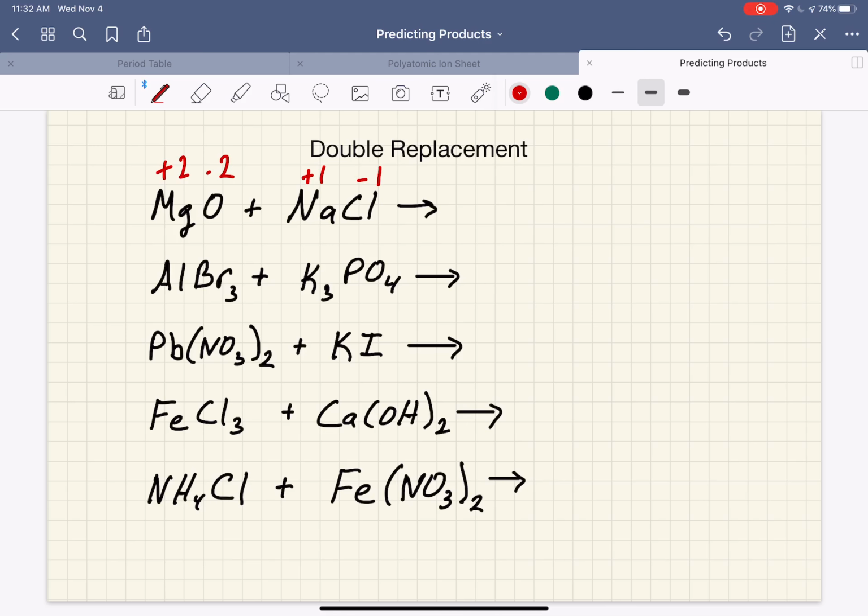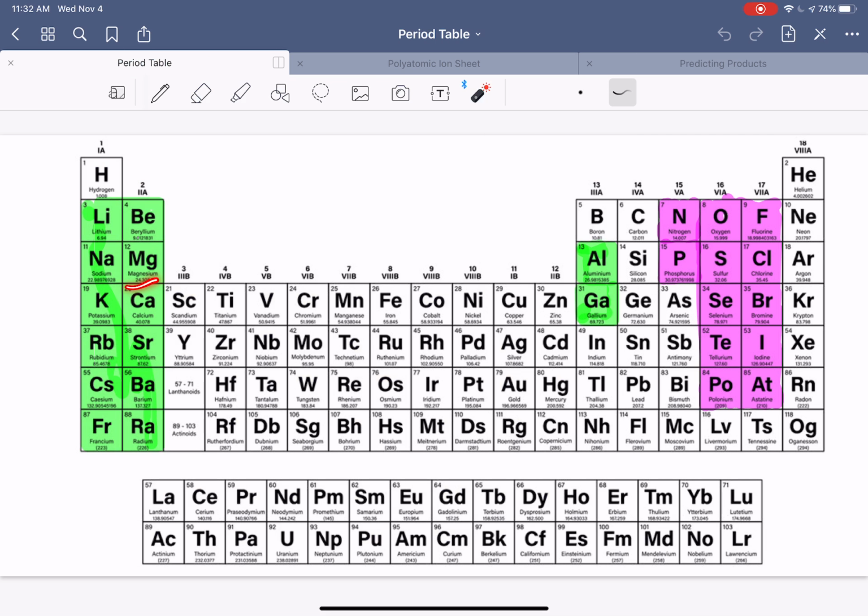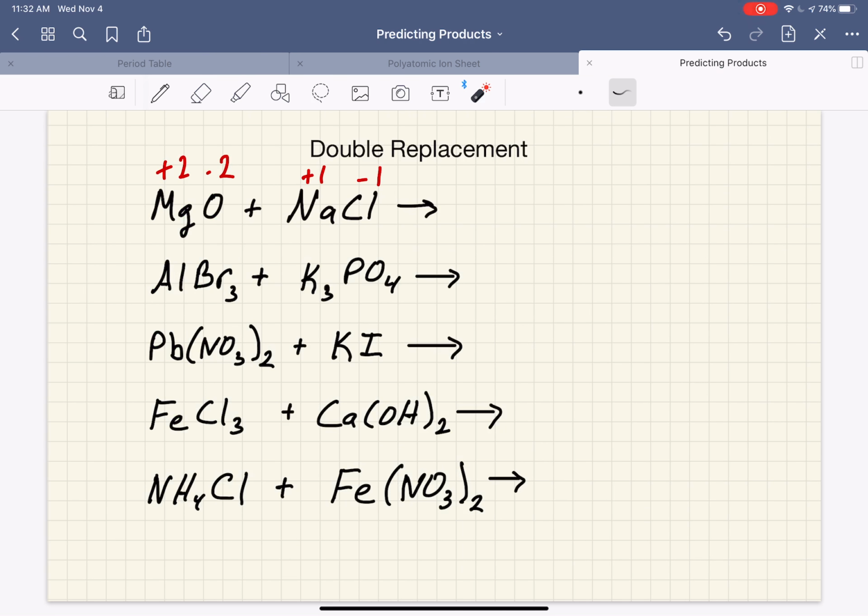So we have a positive 2 for magnesium, negative 2 for oxygen, and then positive 1 and negative 1 for sodium chloride. Just very quickly, here's the magnesium plus 2, here's the oxygen minus 2, sodium plus 1, chlorine minus 1. When we switch these two elements, it's always going to be the first ones that switch.